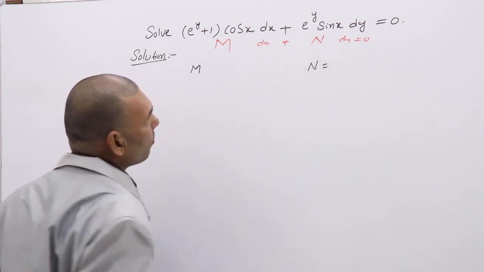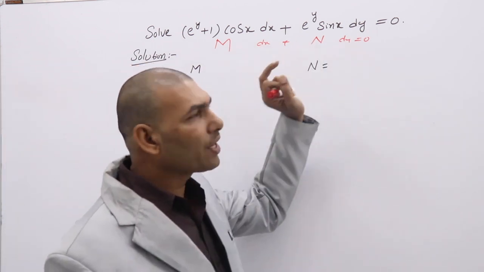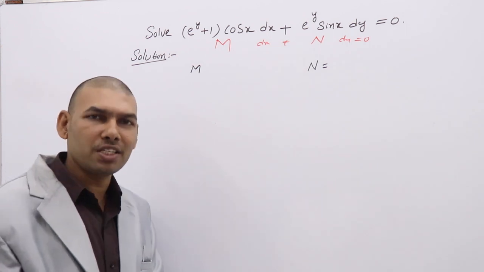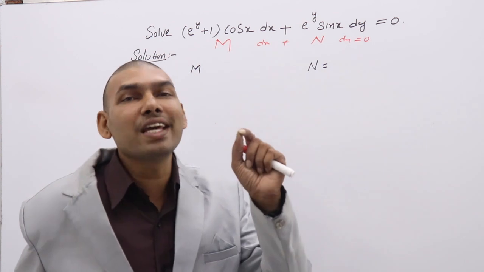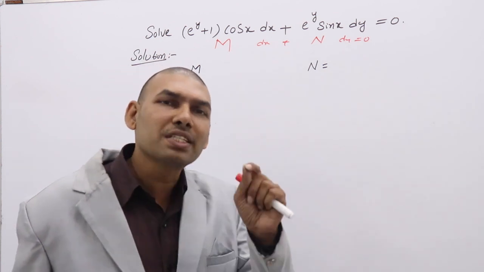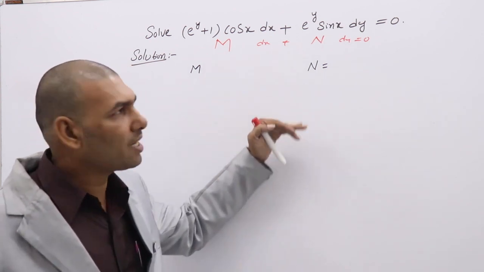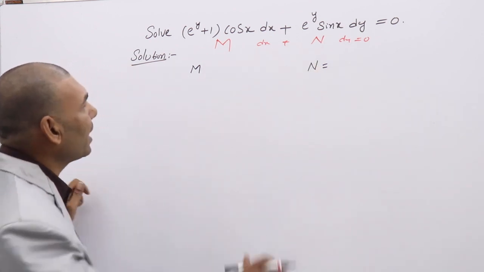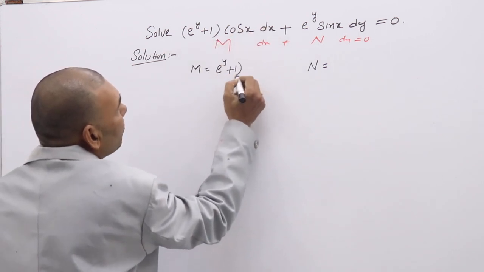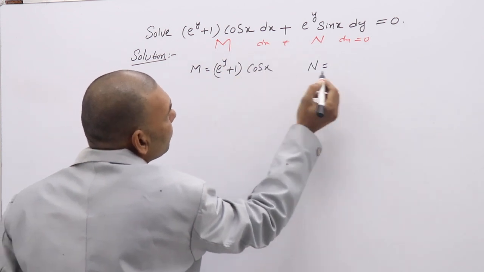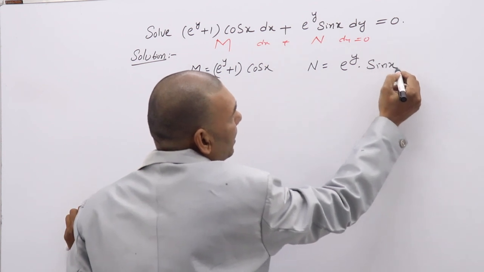Keep this point in your mind. M is the dx coefficient, N is the dy coefficient. Sometimes dy may be given first and dx next. So you need to identify what is the dx coefficient, that is M, and what is the dy coefficient, that is N. Simply don't write the first one as M and the second one as N. So here, very clear, the dx coefficient is M, which is (e^y plus 1) into cos x. The dy coefficient N is e^y into sin x.